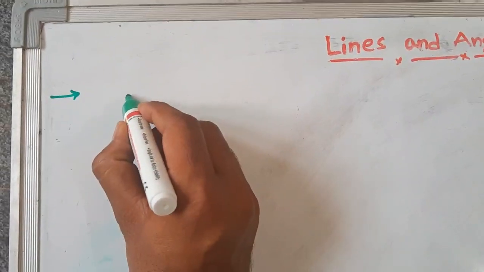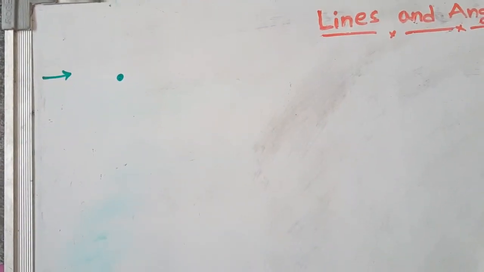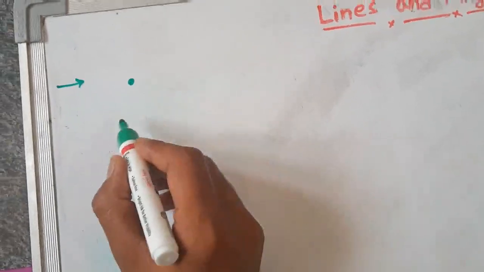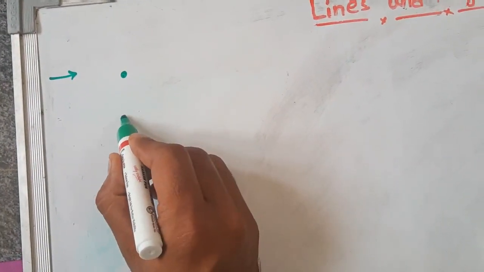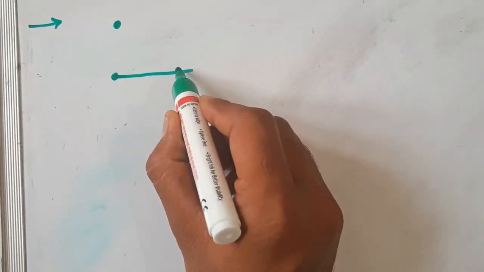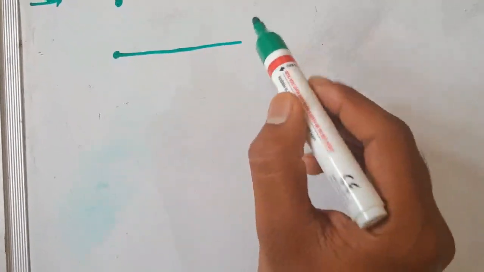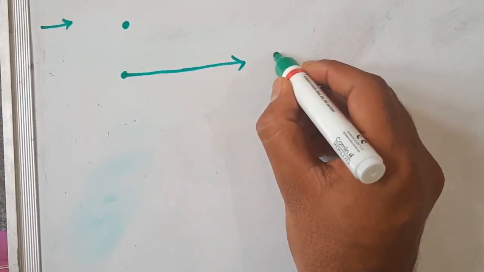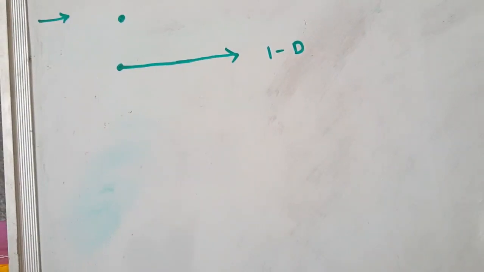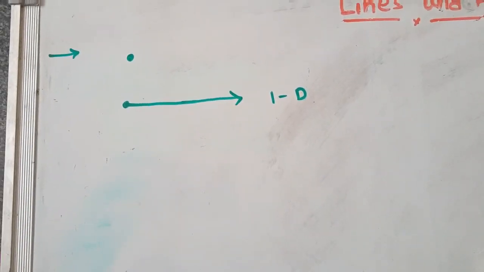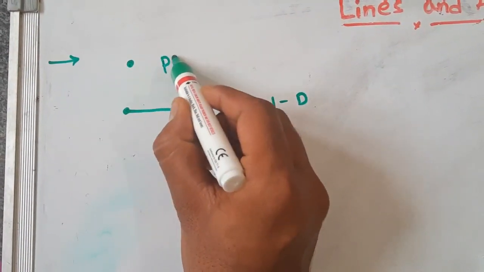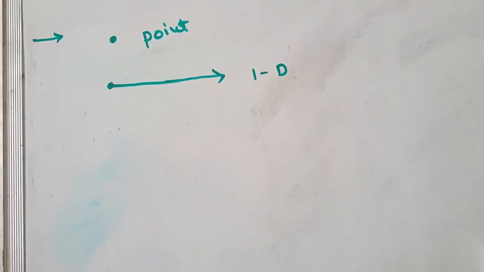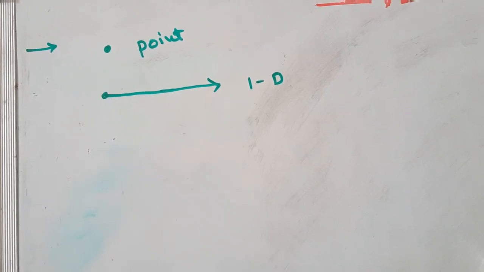First, I will take a point having no dimension. This is the point. If I extend the point, I am going to get a line. Line is one dimension. First, I will start with a point. If I extend the point, then it's going to form a line.